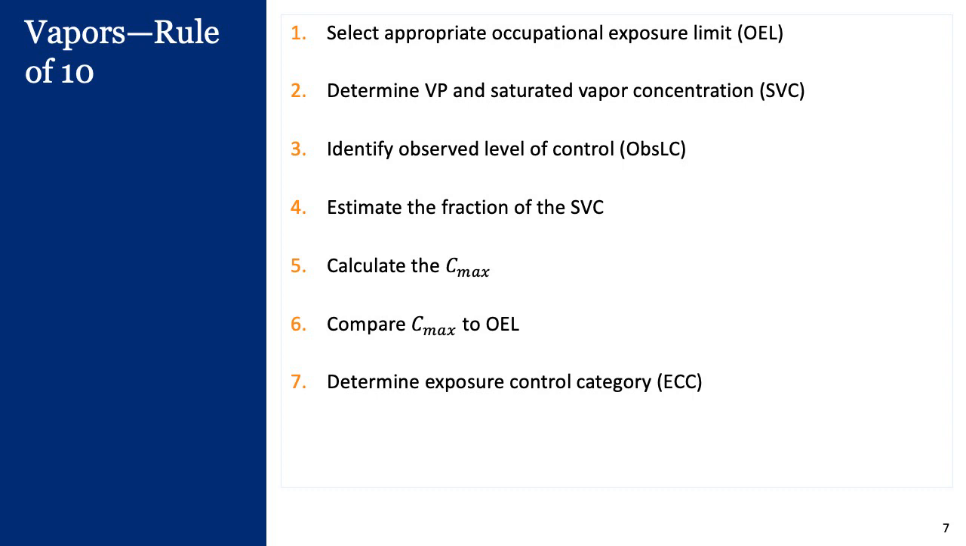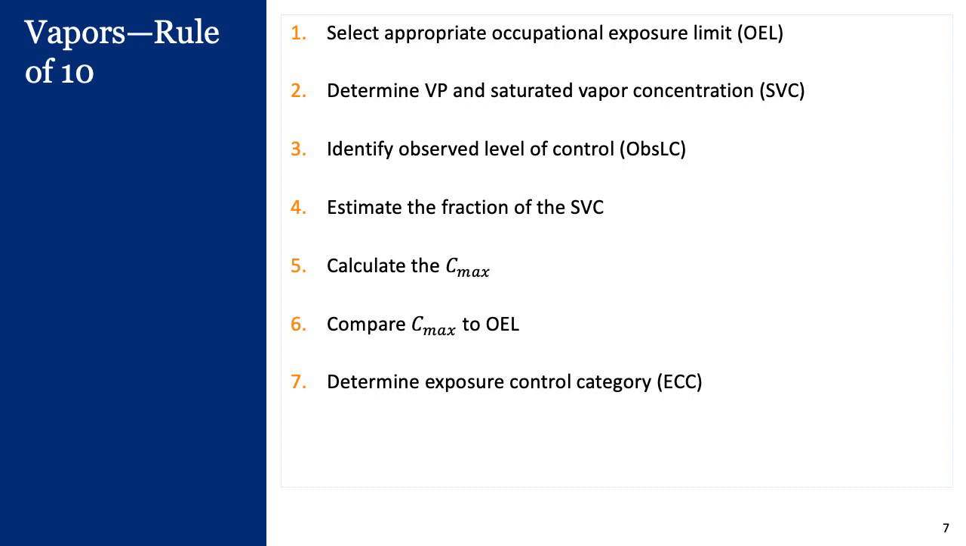The third step, however, requires our input, our professional judgment. So we need to look at the workplace and determine what the observed level of control is. Going back to the table in the previous slide, are we considering a confined space, or do we have good general ventilation, or is it a capture hood or a containment type situation? That is something we need to observe and note.